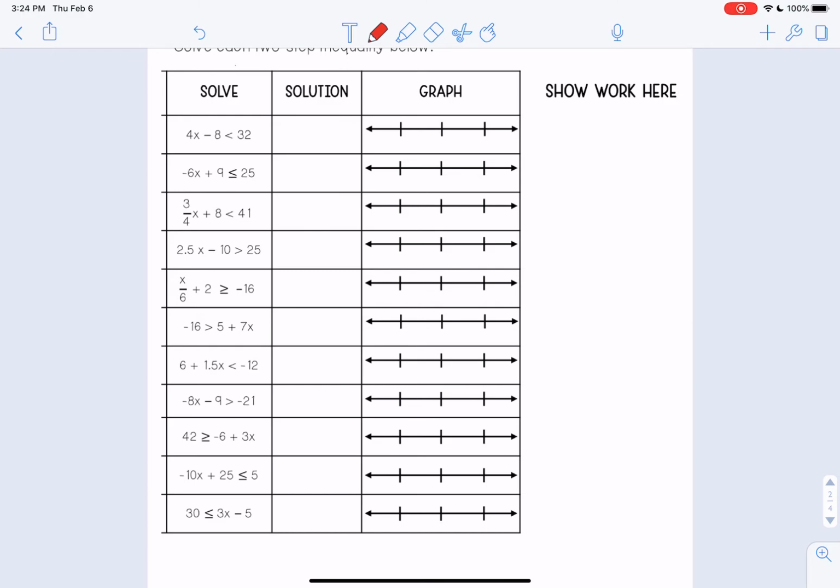Okay, welcome back. So for the first problem, you should have gotten x is less than 10. A couple of numbers bigger, smaller, bubble stays open. Next, x is greater than or equal to negative 2.6. So we're going to have negative 2, negative 1, negative 3. The bubble's going to go a little past the negative 2. It's going to be filled in and it's going to go towards the right.